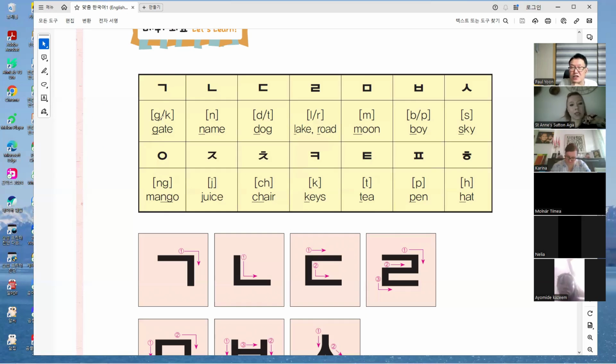So at first, this one is the Gu sound. Alphabet G, like gate. Sometimes you may hear it like K, but it's closer to the G sound. Gate. Give. Like guilty. G sound. Let's study it by saying good. Good. Good, okay?